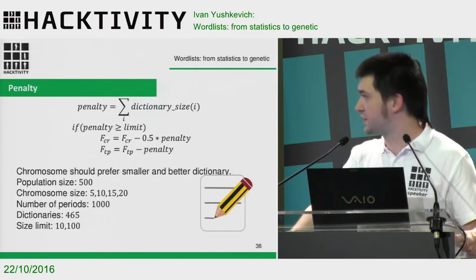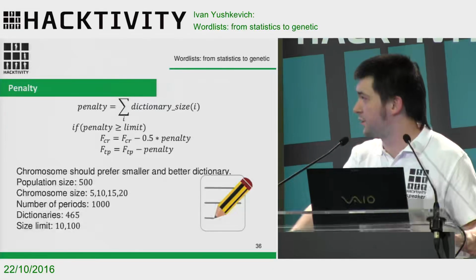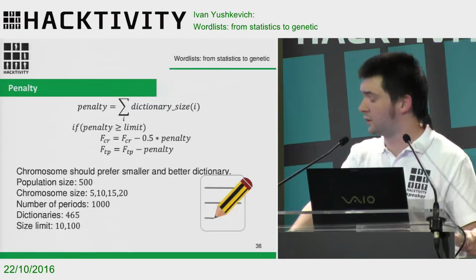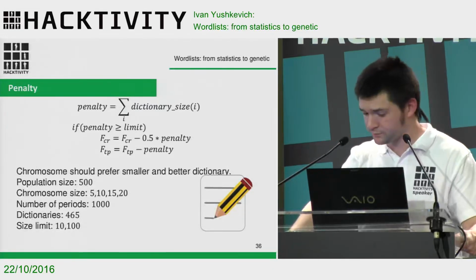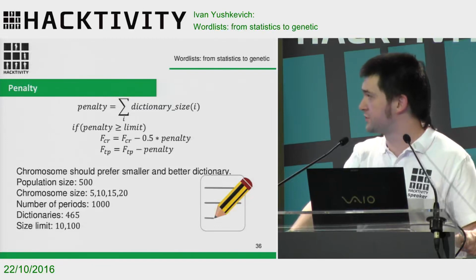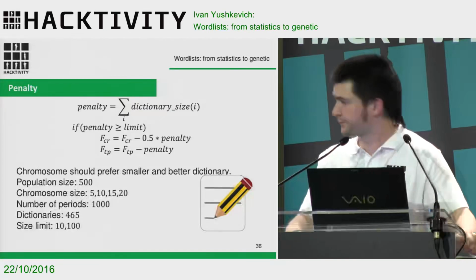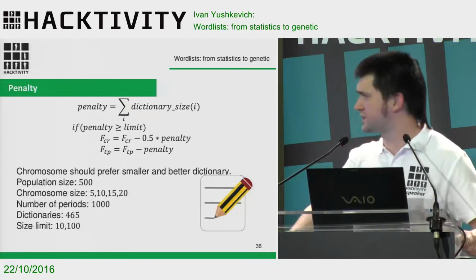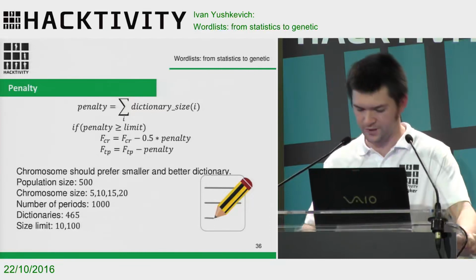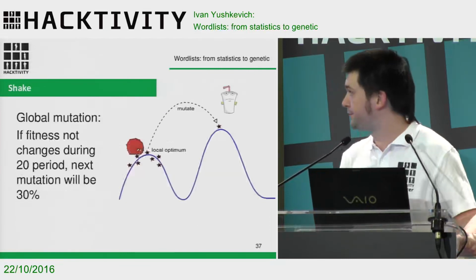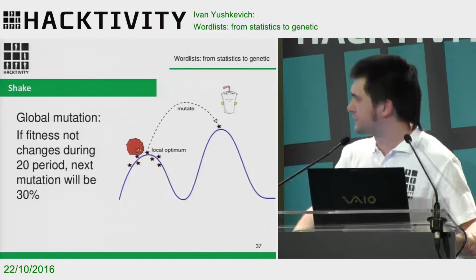Other options for testing you can see on this slide: the population size for the first test was about 500. I also tried to see if the chromosome size can have some influence on the result. The number of pairs is 1000 and the dictionary count is 465. Let's see.